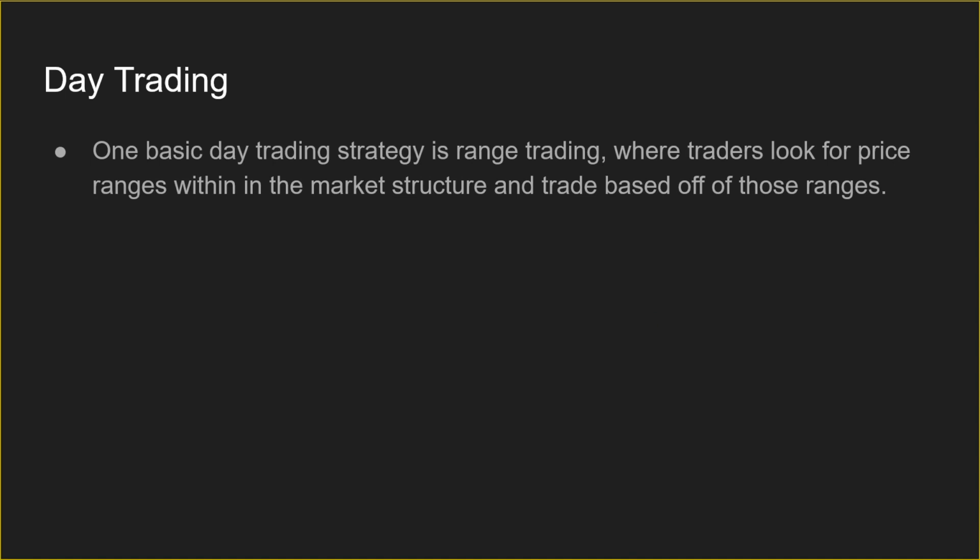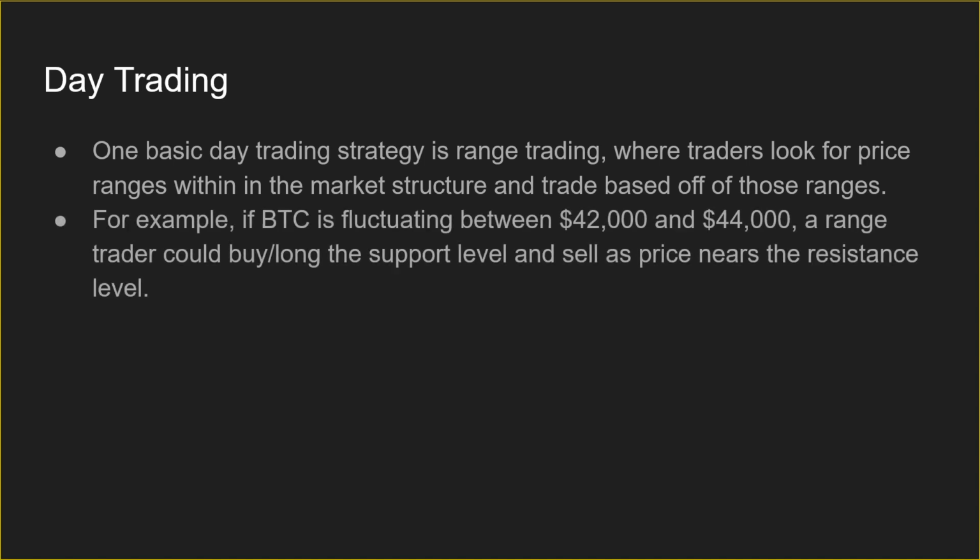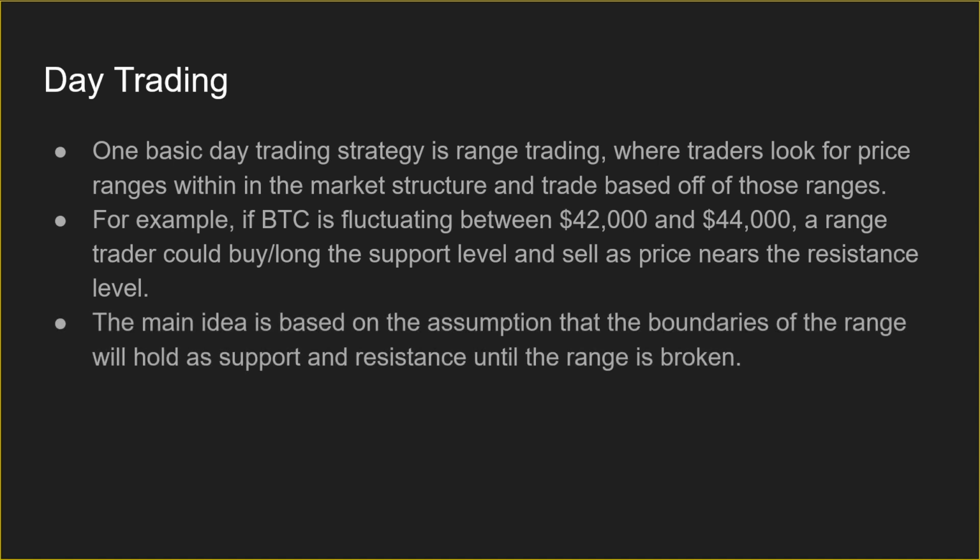Now, one basic day trading strategy is simply range trading. This is where traders look for price ranges within the market structure, and they trade based off those ranges. For example, if Bitcoin is fluctuating between 42,000 and 44,000, a range trader could buy or long the support level, and they could sell as price nears the resistance level. The main idea is based on the assumption that the boundaries of the range will hold as support and resistance until the range is broken.